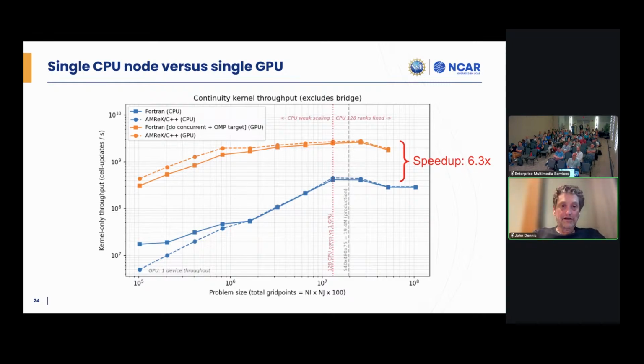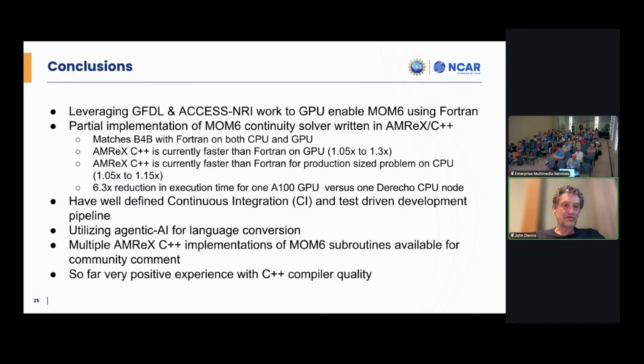Okay, so some conclusions. We're leveraging the GFDL ACCESS NRI work, a partial implementation of the MOM continuity solver written in AMReX. It also matches bit for bit with the Fortran, the AMReX does, on both CPU and GPU, so that's nice. It's just a little bit faster than the Fortran, with a 6.3x reduction in execution time for one A100 GPU versus one Derecho node.